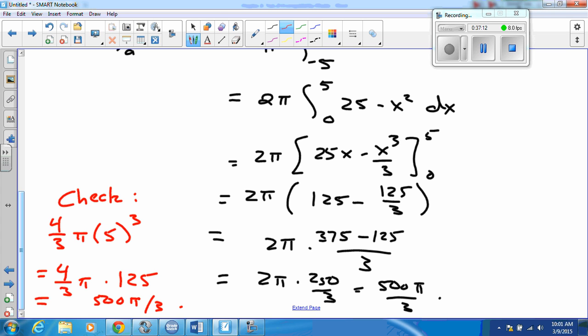And by the way, Archimedes is the one who developed the 4/3 pi r cubed formula, and he did so by the method of disk sweeping.